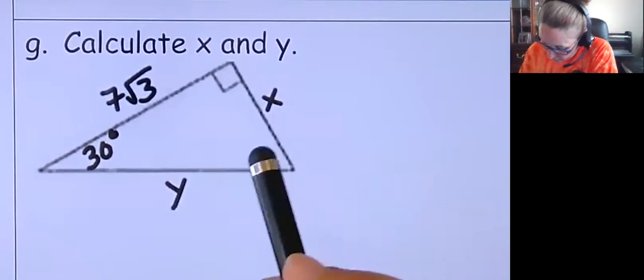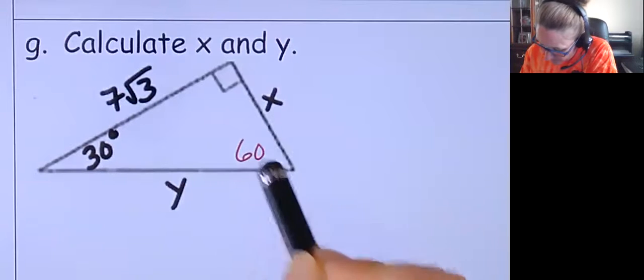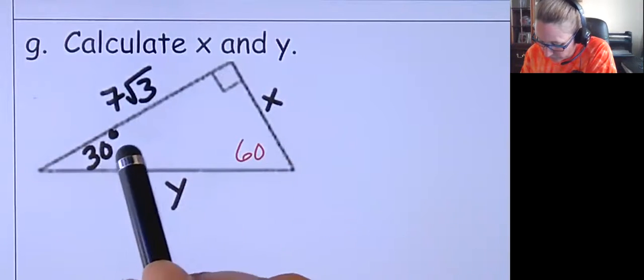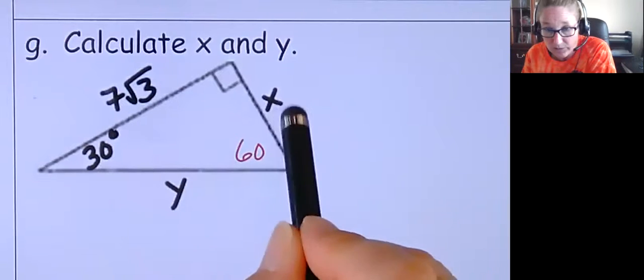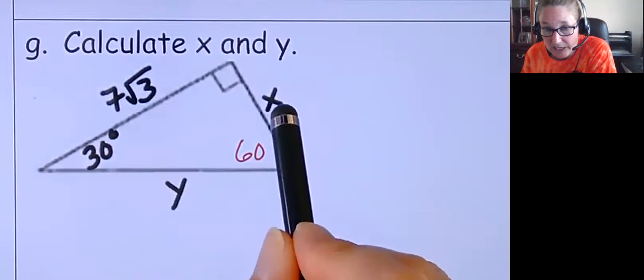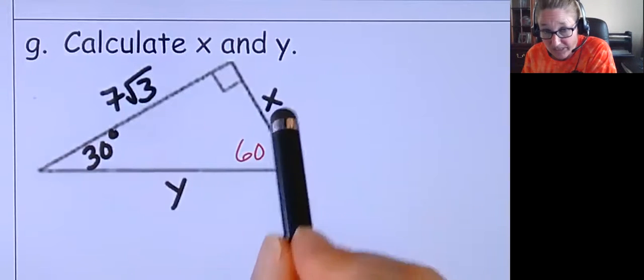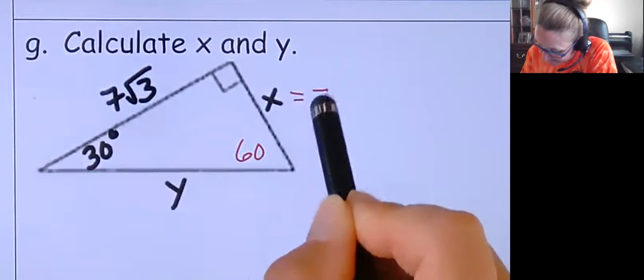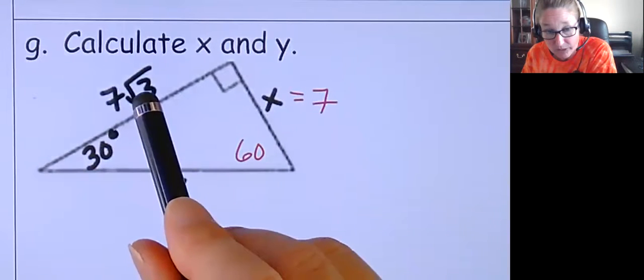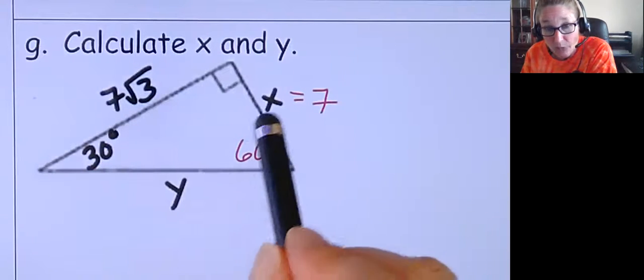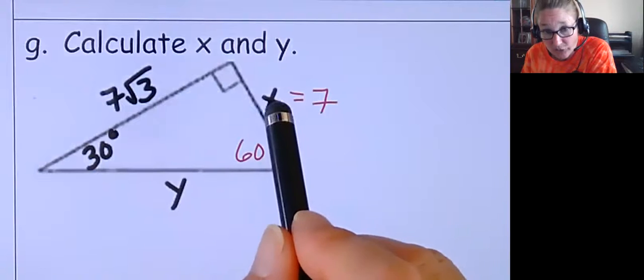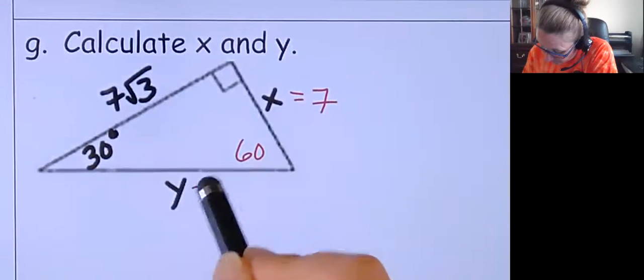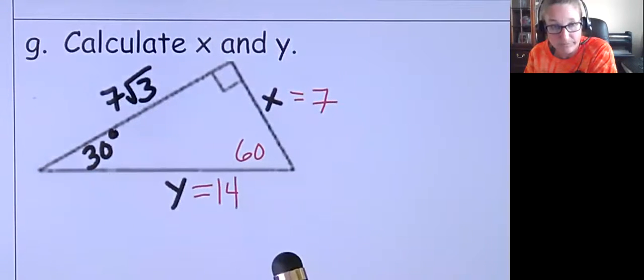Now on G, this is a 30, 60, 90. So across from my 30 is my smallest side. Whatever goes here, I times by root 3 to get this. So that means this was a 7 because this is a 7 root 3. Whatever is across from my 30, I double to get my hypotenuse. So that means that this is a 14.